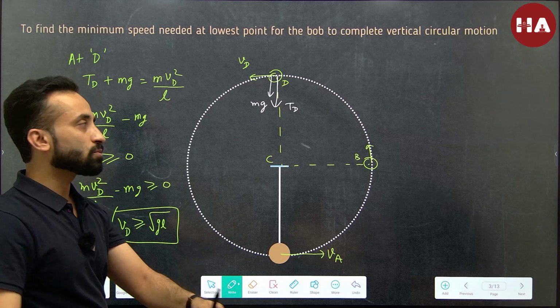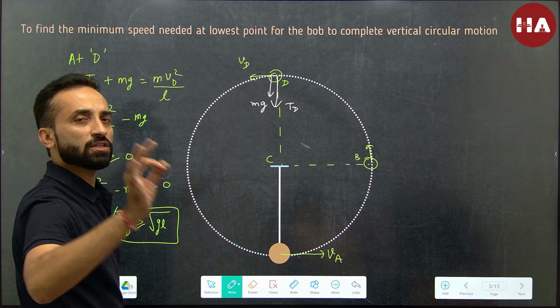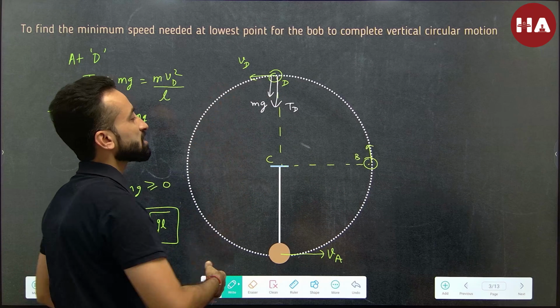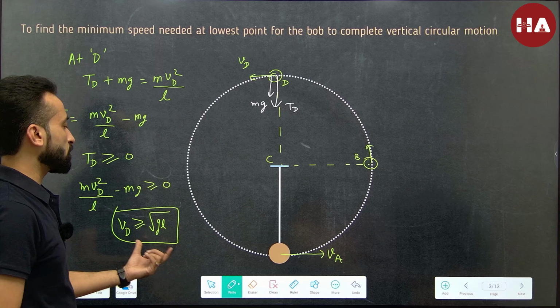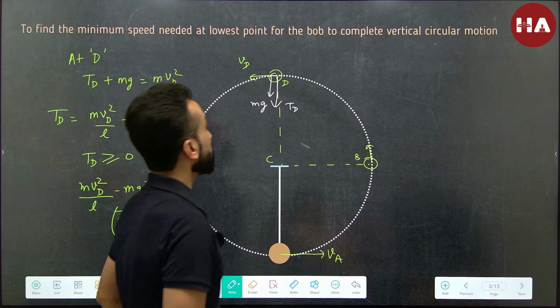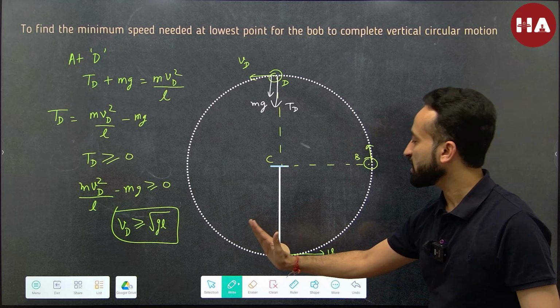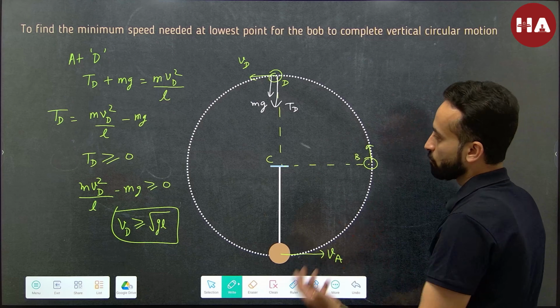We can assume that equal to root gL will also do, because in that case tension will just become 0, but as soon as it starts moving forward, the string will again become taut. So this is what we want. At the highest point, the velocity should be this much at least. But we want to find the condition, what is the velocity we have to impart for it to complete the circular motion. What do we do then?